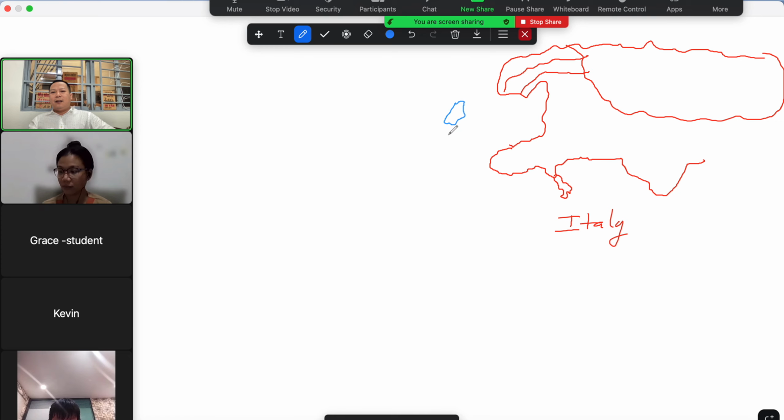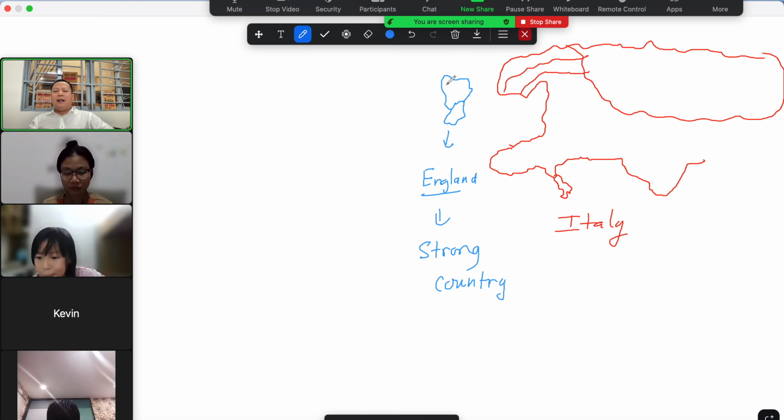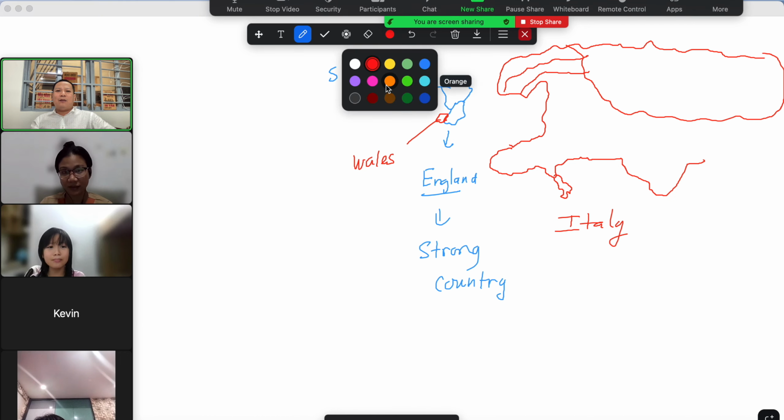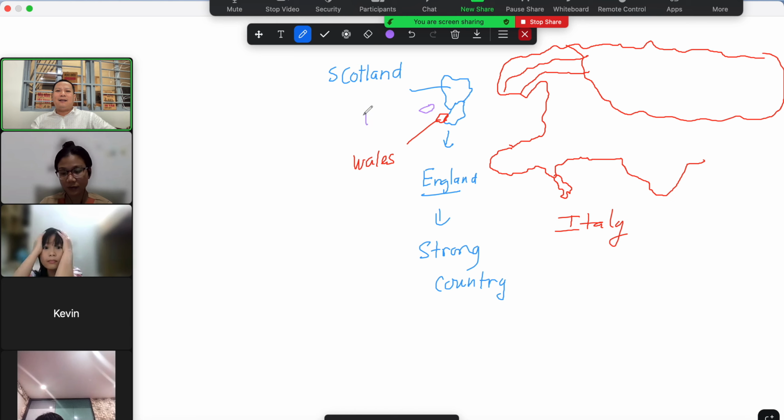So here, now you understand England. England is very strong. After that, England became a very strong country. And they captured one more country here, and this country is Scotland. After they captured Scotland, beside here we have one small country, Wales. They went to Wales and captured Wales. And after capturing Wales, they went to a small country here. This is Ireland. And then they captured Ireland.